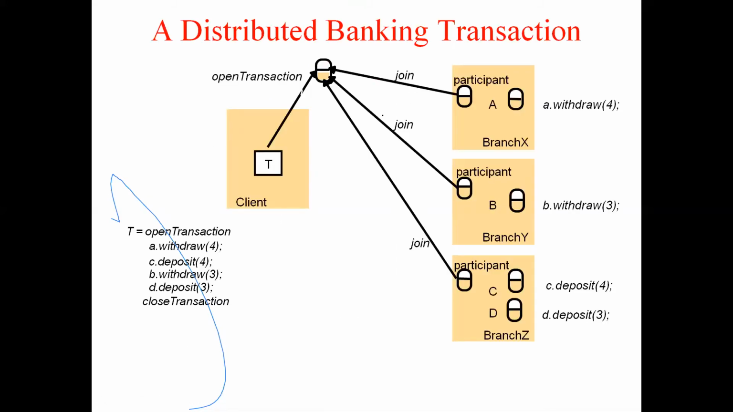Now, another way in which it has been shown. This is a client which says open transaction. Here there are not two but three nodes, so it has asked three participants. All those nodes which are participating in the transaction are called participant nodes. At A, there is a withdraw operation. At B, there is a withdraw operation. At C, there is a deposit. Then there is another participant, D, which is depositing 3. So this is a distributed banking transaction.